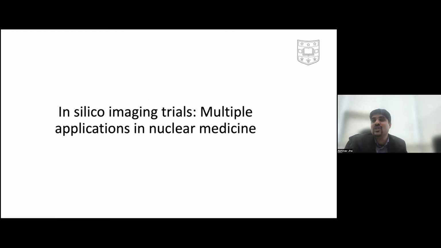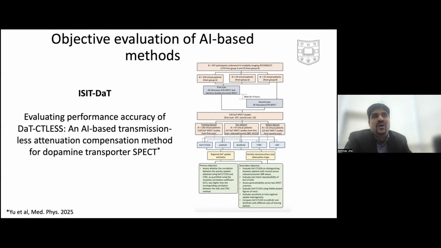So this is one of our trials. This in silico imaging trial space has multiple applications in nuclear medicine. And I'll try to show you some of the other ISIT questions that we've tried to answer through this ISIT metaverse. So I actually showed one of these yesterday, where we asked the question, how does task-based assessment compare to evaluation of AI methods using RMSE and SSIM? So not going to that, I want to talk about some of our more recent work.